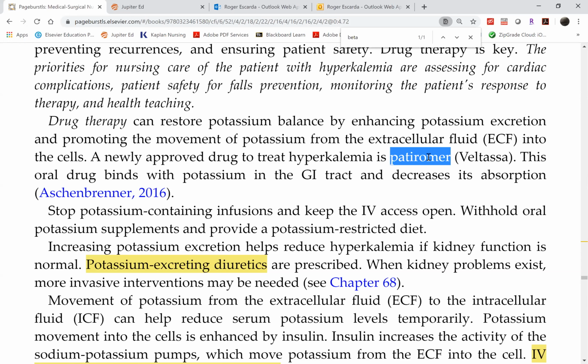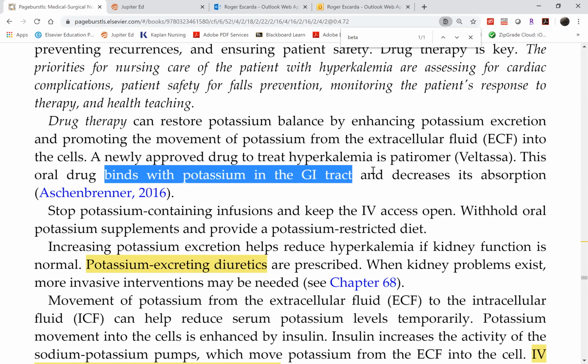But honestly, I've never given this drug. I really don't know what it does, but it sounds like it's the same as SPS, the same as Kayexalate. So it still binds with potassium in the GI tract. However, this one decreases absorption, unlike Kayexalate, which binds potassium in the GI tract and then excretes it, because Kayexalate is a laxative, meaning it promotes GI motility. It promotes bowel movement, and it takes potassium with it.